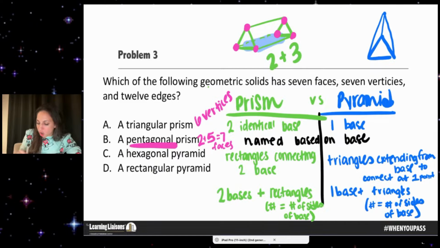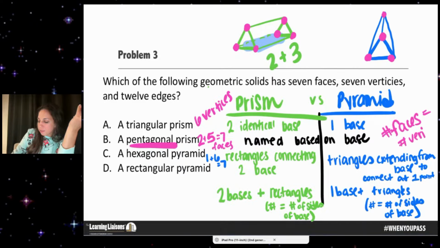So a pentagonal or a hexagonal pyramid is going to have one base plus 6 triangles equals 7 faces. The number of vertices is also going to be that exact same formula because you're going to have your vertices on the bottom, so 3 in a triangular pyramid, plus just 1 on the top. So you're going to do the 1 plus 6. So the number of faces equals the number of vertices in a pyramid. So a hexagonal pyramid has 7 and 7.